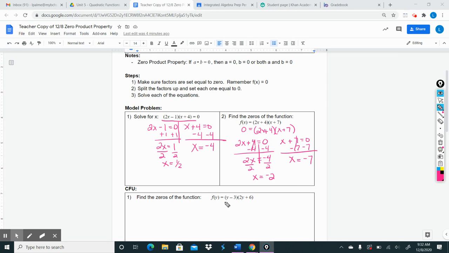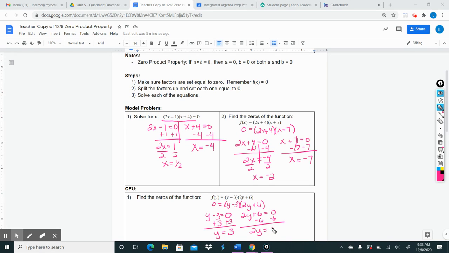Okay, so here we have f of y equals y minus 3 times 2y plus 6. Again, setting the factors equal to 0, which allows us to set each factor equal to 0, to find the values of y that would make this equation true. To find our zeros of a function, basically we're trying to find the x-intercepts, right? Those two values where y is 0 on the x-axis for your parabola.